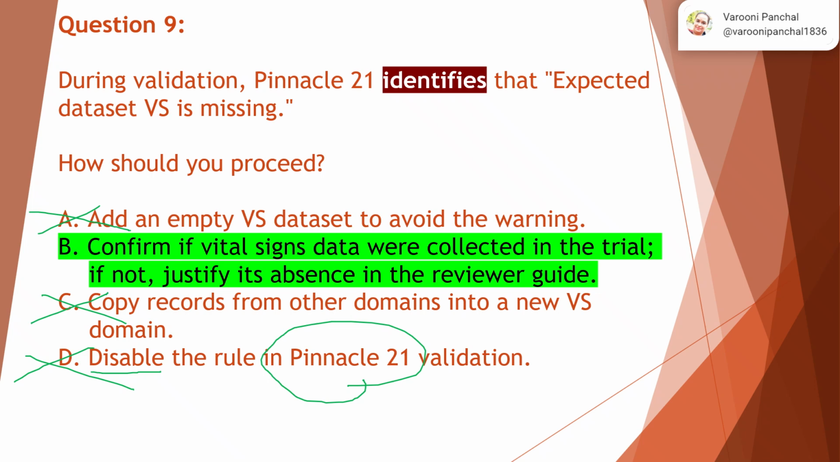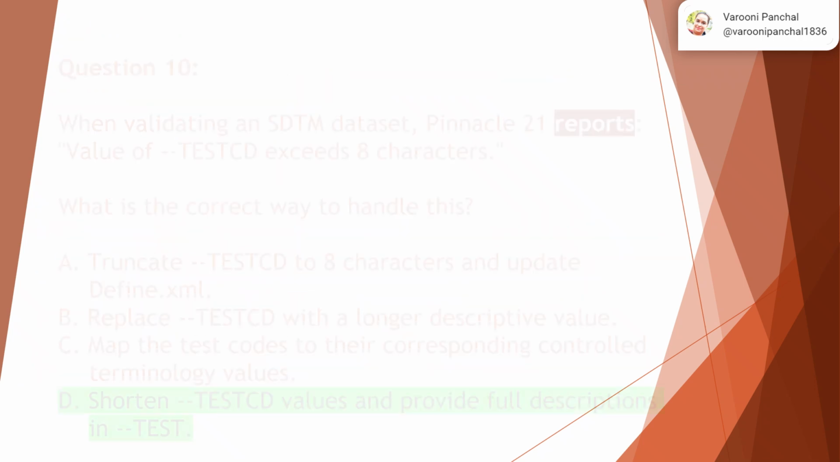Now, option B says confirm if vital signs data were collected in the trial. If not, justify its absence in the reviewer guide. So, B is the right answer. Say, for example, any dataset that is missing in any clinical trial. You need to check whether that data was collected or not. If that data was not collected, then you can justify its absence in the reviewer guide.